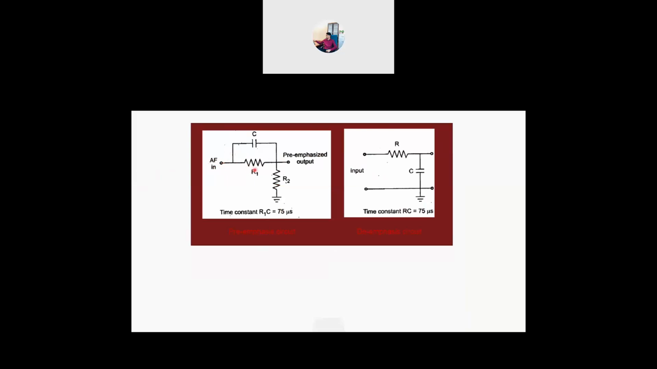AF in R1 and R2, then you're going to have pre-emphasis output. So we're going to have this.